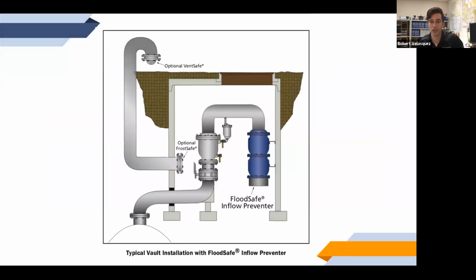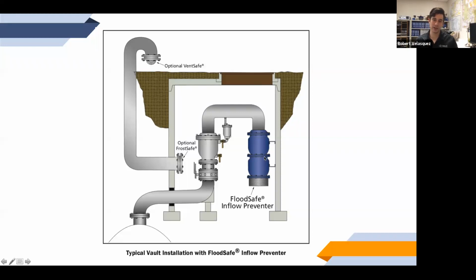And this is what an application will look like. So we've got our main line down here at the bottom. We're connecting onto the top of it to pull air out of it. And then we've got a combination air valve here, and it's connected to piping coming out of the top into a flood safe inflow preventer.